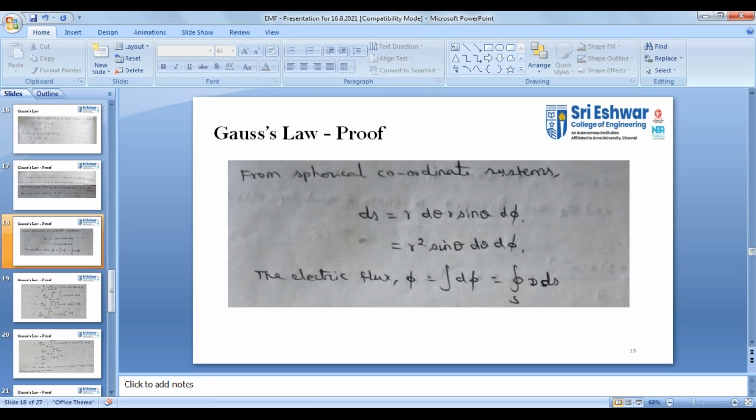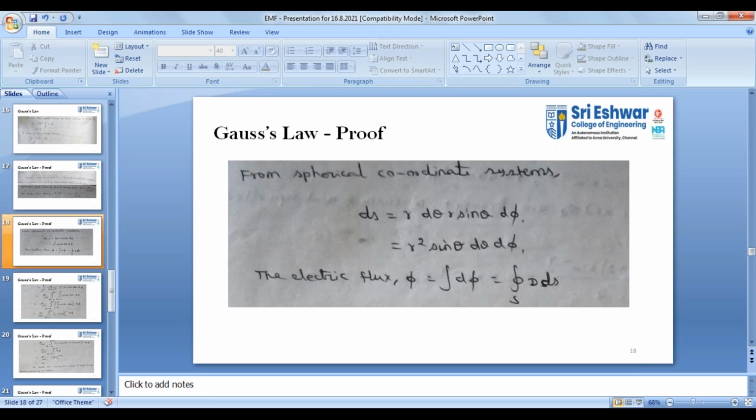From the spherical coordinate system, we know that we have three different formulas for ds, the differential surface, because in the beginning itself we saw what is differential length, differential volume, and differential surface. Out of those three formulas I am taking one for my convenience. So ds is equal to r d theta into r sin theta d phi, so r into r is r square sin theta d phi. This is the value of ds.